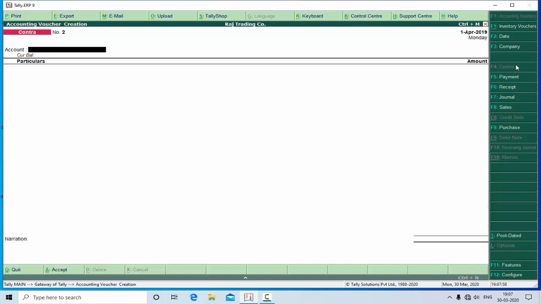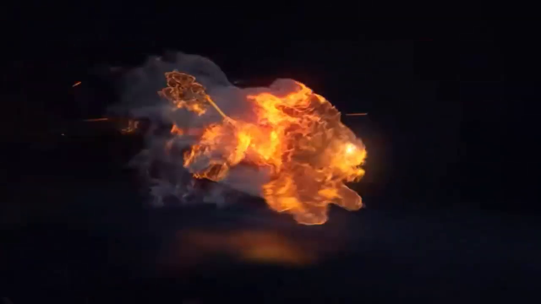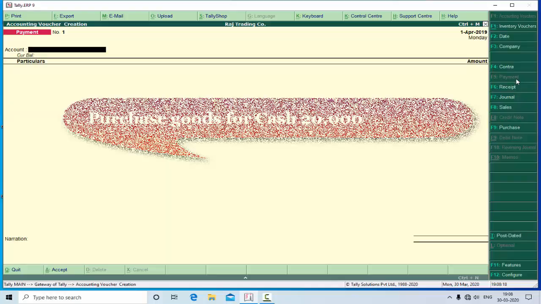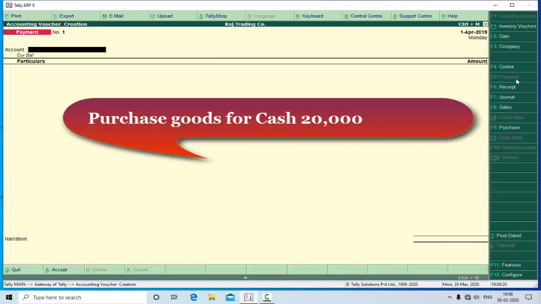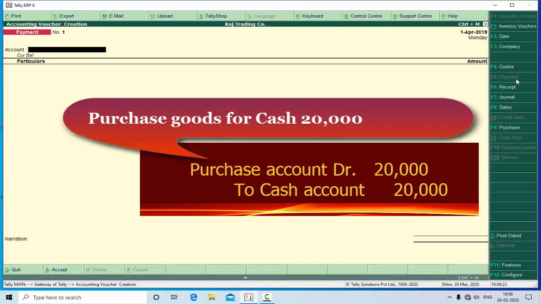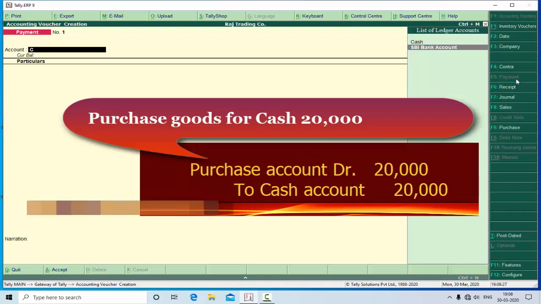So the next entry is purchase furniture for cash 20,000. The entry will be purchase account debit to cash account, and when cash is credited, that entry will be recorded in the payment voucher. When cash is credit or bank is credit, use the shortcut key F5 in Tally to record that payment voucher entry. Enter the payment by; if cash is credit, enter cash in this account. If the payment is made by bank, select the bank name from here.